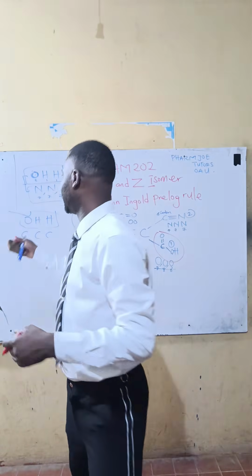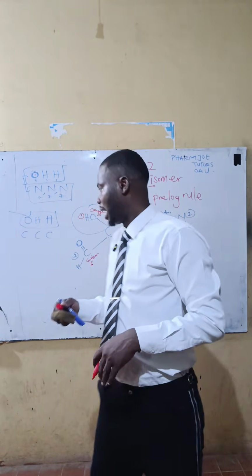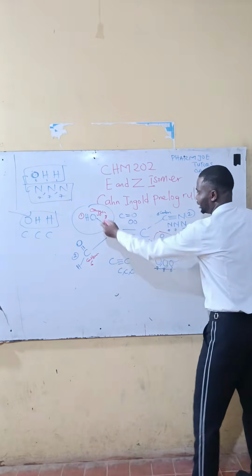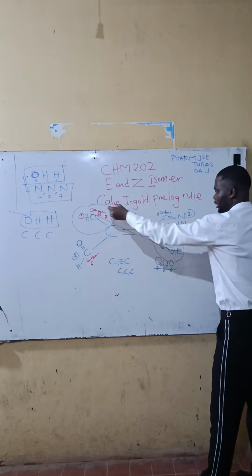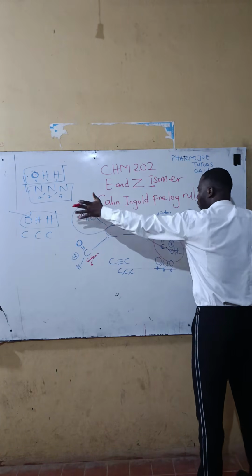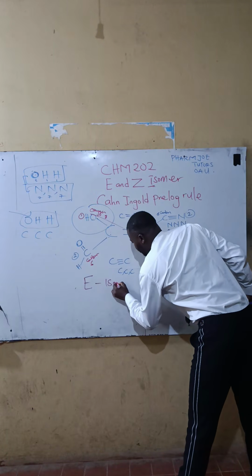Z. Z means Zusammen. Zusammen means same side. Zusammen, same side. Are you getting this? While entgegen means opposite side. So in this case, you can see that it is far apart. It is opposite, like a trans. Is that okay? Because it's opposite. Anytime it is opposite, it is E isomer.